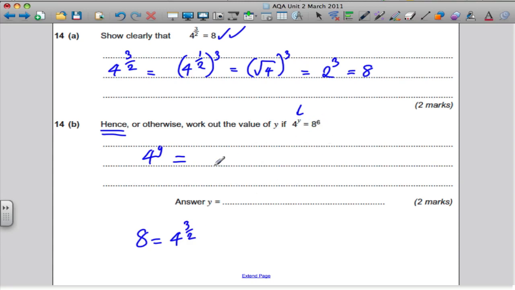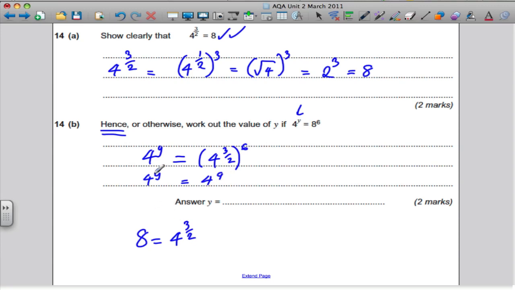So instead of writing 8 here, why don't we write 4 to the 3 over 2, and all of that to the power 6. So that means 4 to the power of y must be equal to 4 to the 3 over 2 to the power of 6. The power of the power rule says you times the powers, and 3 over 2 times 6 is 9. So that would be 4 to the power of 9.